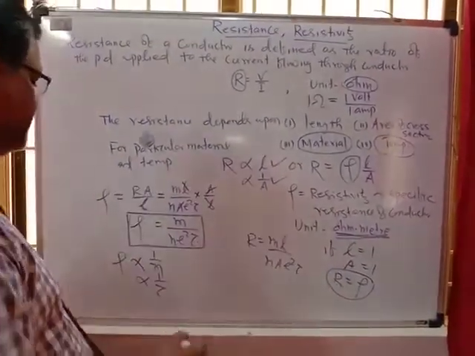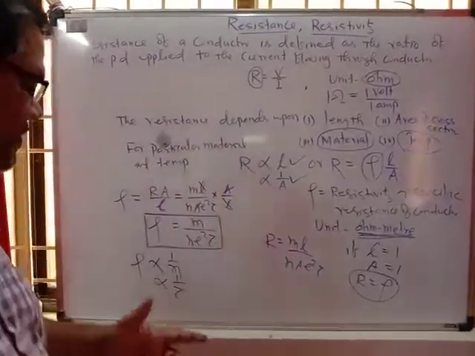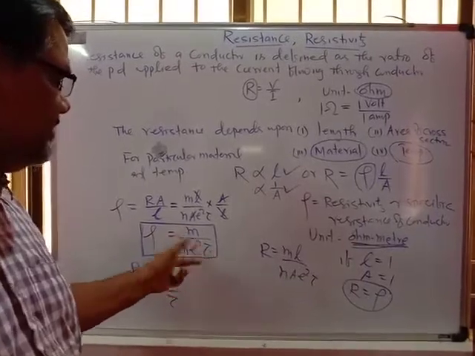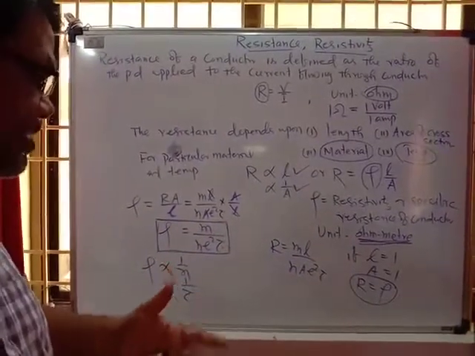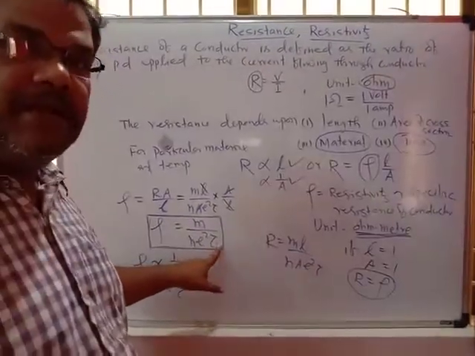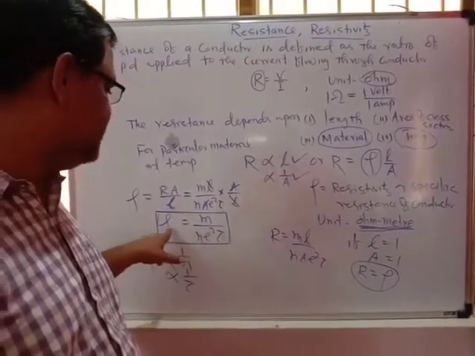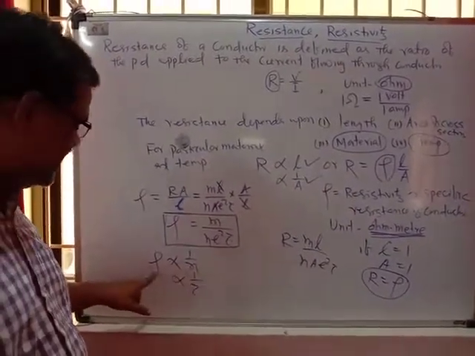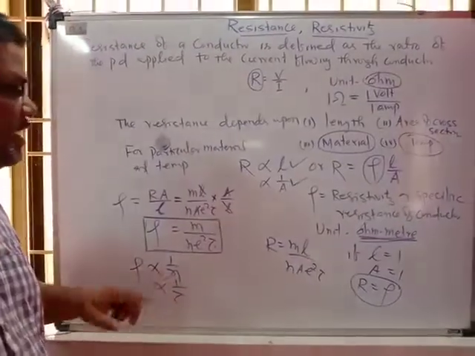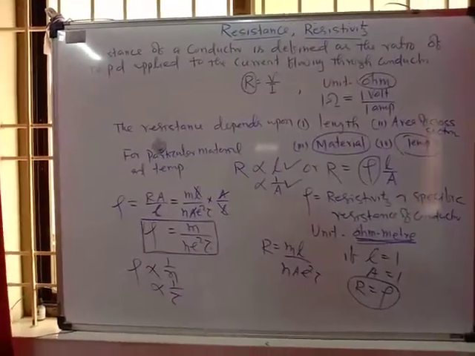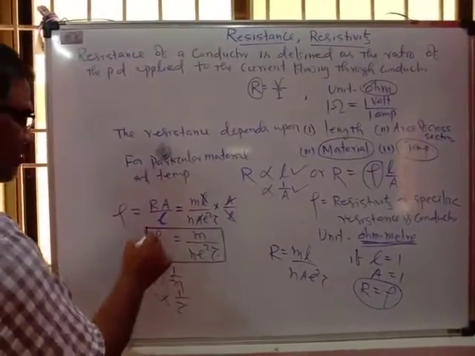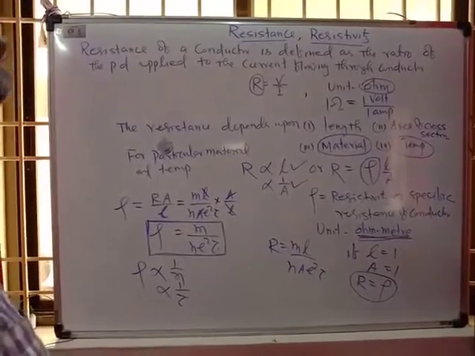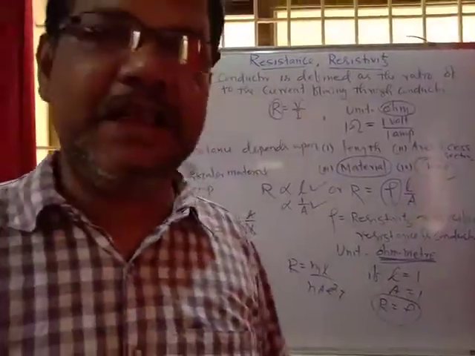It is clear that for a particular material the number density will be fixed. If the conductor is heated, the relaxation time will be reduced and the resistivity will increase. The resistivity is inversely proportional to the number density, and also inversely proportional to the relaxation time. The expression for the resistivity is rho equals m upon n e square into relaxation time. This is all about resistance and resistivity. Thank you.